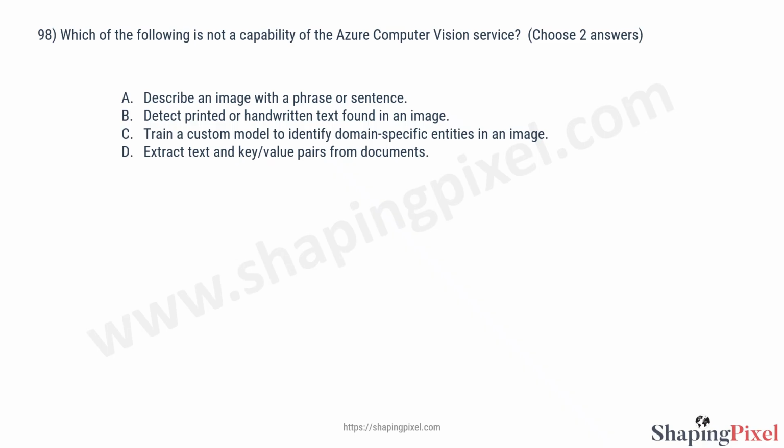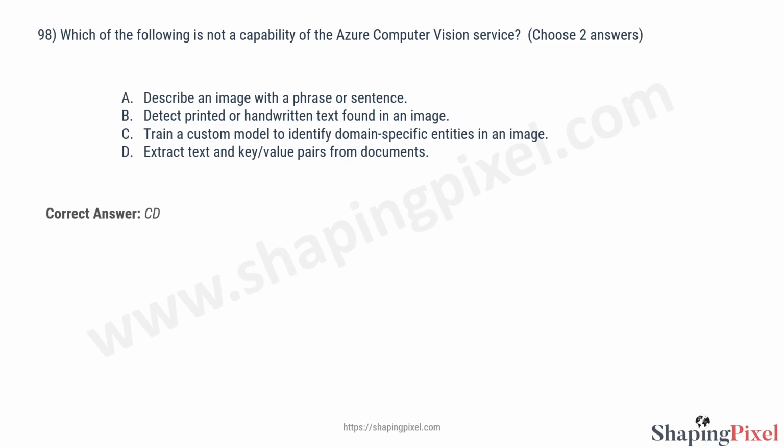Question number 98. Which of the following is not a capability of the Azure Computer Vision Service? Choose two answers. And we have the following four options. Option A, describe an image with a phrase or sentence. Option B, detect printed or handwritten text found in an image. Option C, train a custom model to identify domain-specific entities in an image. Option D, extract text and key value pairs from documents.